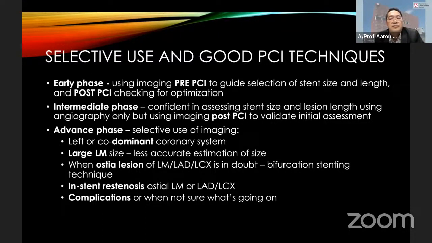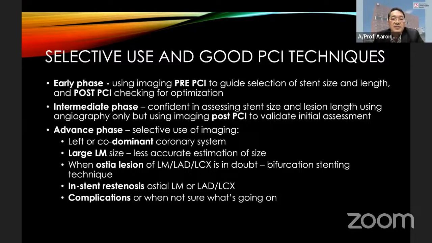when you first start, you should use intravascular imaging pre-PCI to guide selection, and also post-PCI for checking optimization and expansion of the stent. But when you become more experienced, in the intermediate phase, you train yourself to be confident in assessing the stent size and lesion length using angiography alone, but using imaging post-PCI to validate your initial selection.